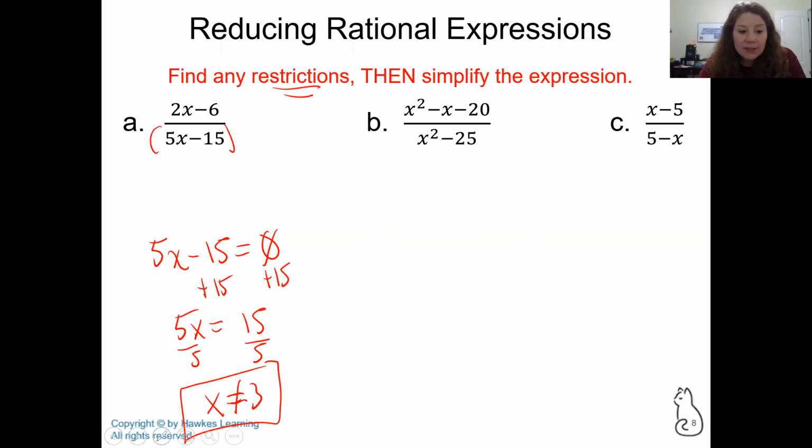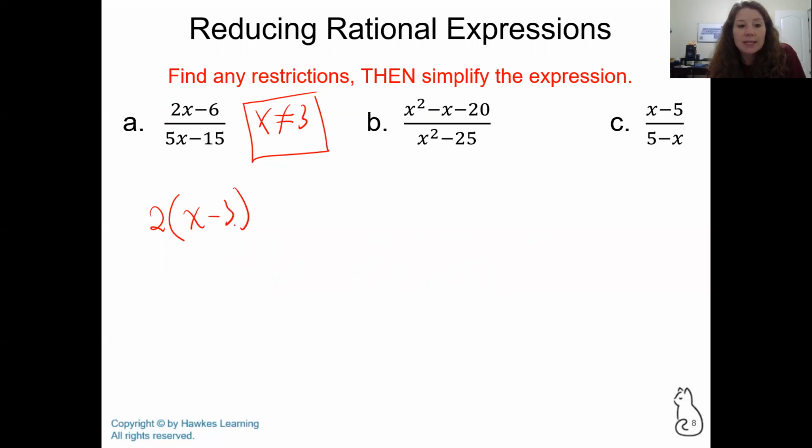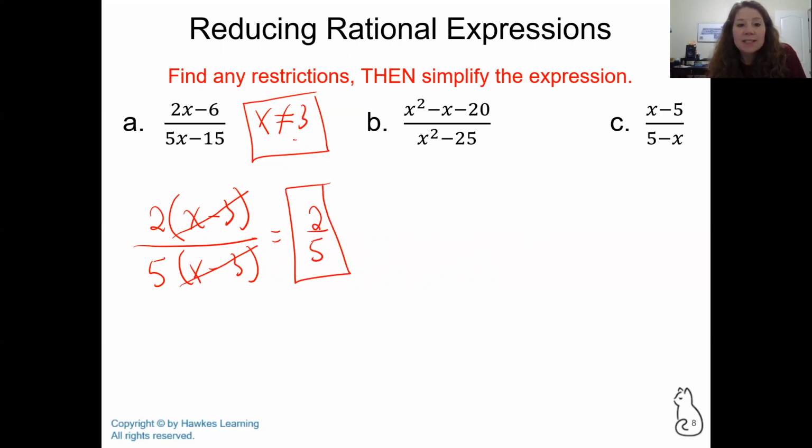Okay, so let me get rid of this and then I can simplify. But we need to remember our restriction is x is not allowed to equal 3. Okay, so on the numerator, we can factor out a 2. So I get 2 times x minus 3, right? And then on the bottom, or the denominator, I'm going to factor out a 5. So I have 5 times x minus 3. And then I see that x minus 3 cancels out. And I end up with an answer of 2/5, which I'm allowed to have because this is my only restriction.